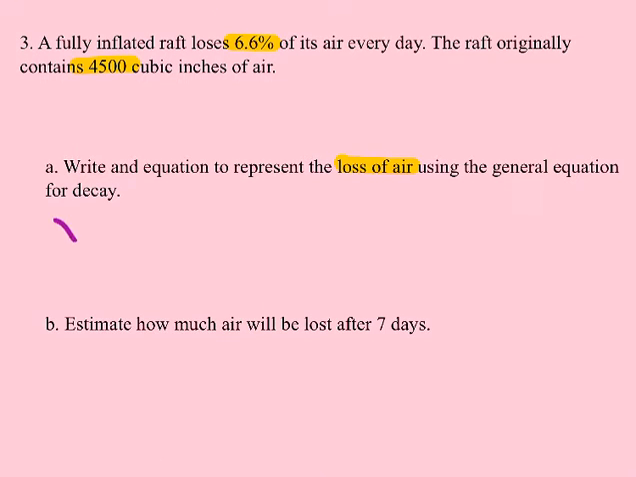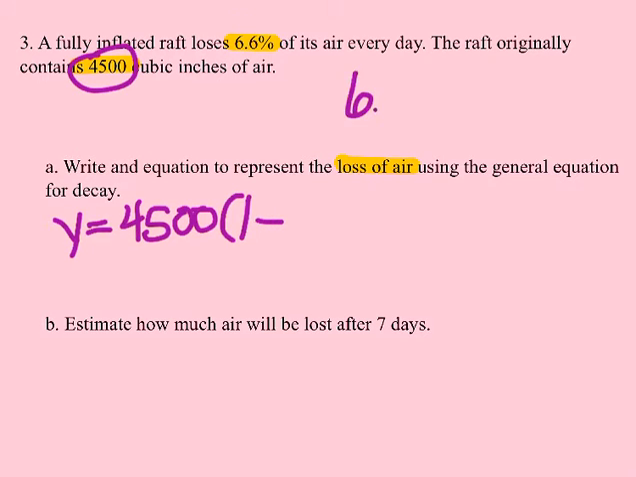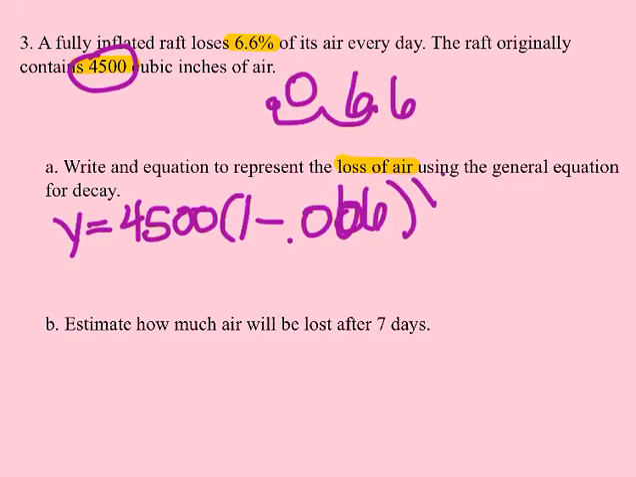So y is equal to, now we're starting out with 4,500 cubic inches of air, so I'm going to go ahead and write that. And then we're going to do 1 minus, so then I have 6.6. What I'm going to do is convert it to the left. You never want to put a percentage in there. So to go from a percent to a decimal, you move it left 2 places. So 1 minus 0.066 to the x power.